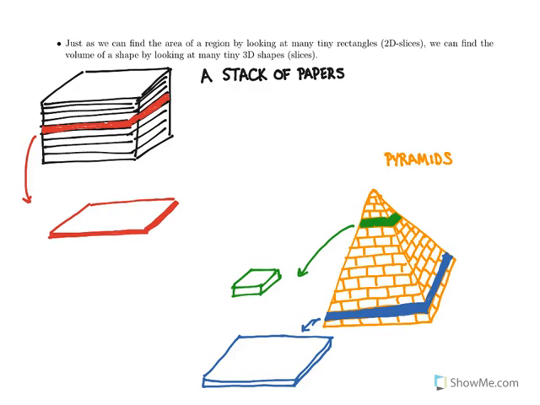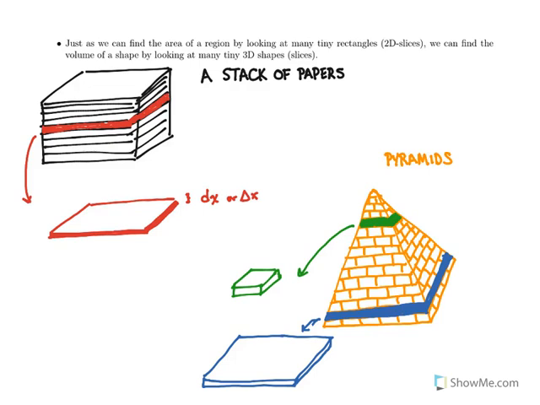If we do that, then the width of those papers or the height of those papers are all going to be very, very small. We're going to call that dx or delta x, however you want to think about it. It's a very, very small width of that slice of paper.